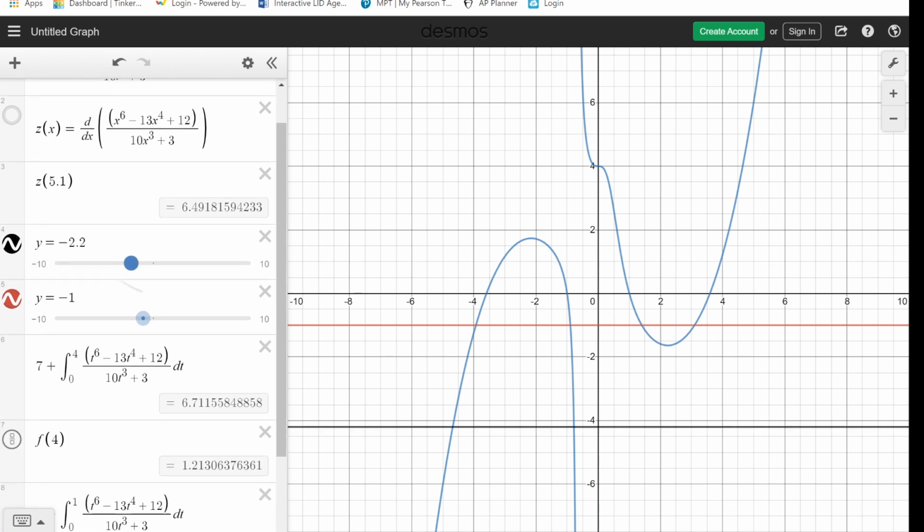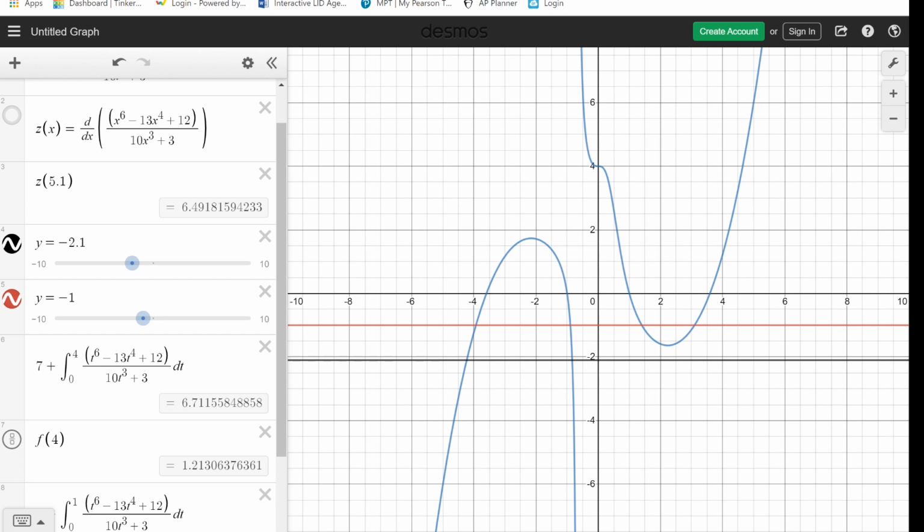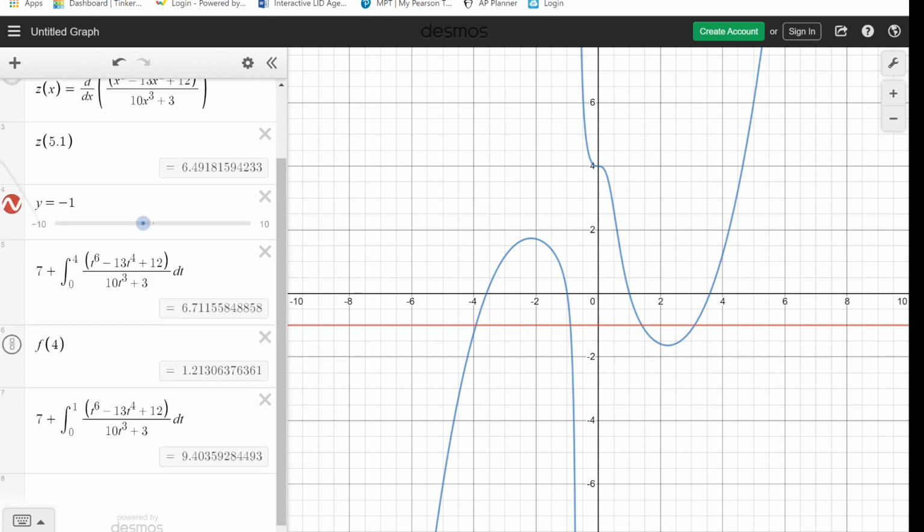Whoops. Wait, y equals -10. Let's not do that. Oh, gosh. Go away. All right.